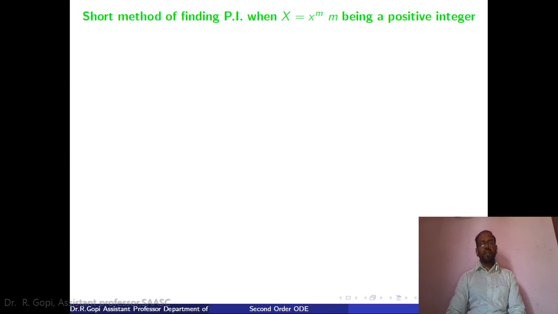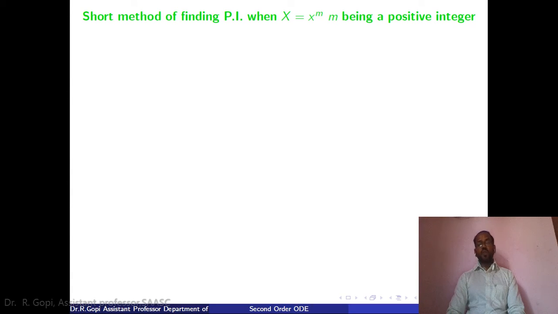Then short method of finding the particular integral in the another form. Then third one, when capital X equal to x power m, m being a positive integer. Here we have to use the formula for 1 plus x whole power minus 1 and 1 minus x whole power minus 1 and 1 plus x whole power minus 2 and 1 minus x whole power minus 2. 1 plus x whole power minus 1 is nothing but 1 minus x plus x squared minus etc.